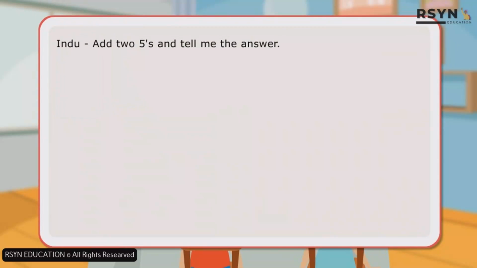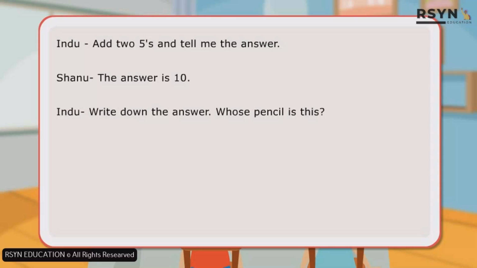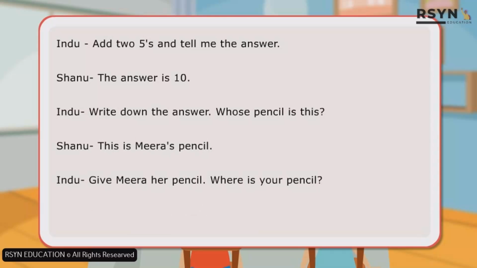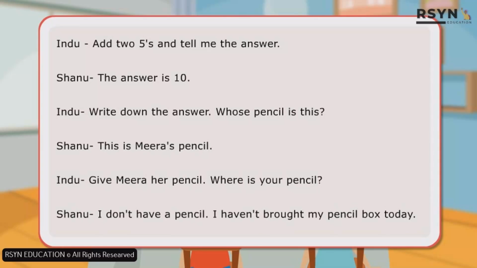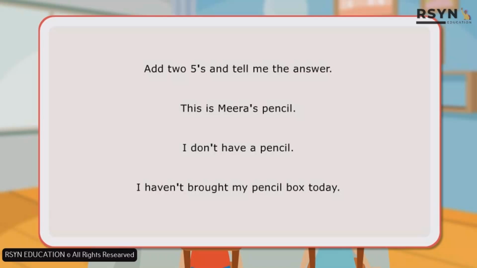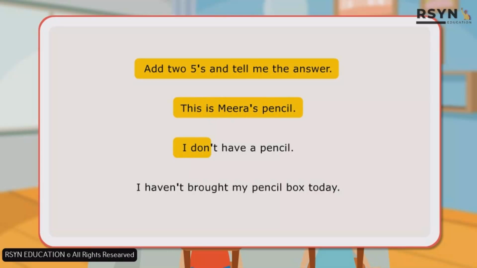In the dialogues, Indu and Shanu have used a particular punctuation mark to show ownership, plural of numbers, and missing letters in a word. Here are examples of sentences showing use of apostrophe. Add 2 fives and tell me the answer. This is Meera's pencil. I don't have a pencil. I haven't brought my pencil box today.